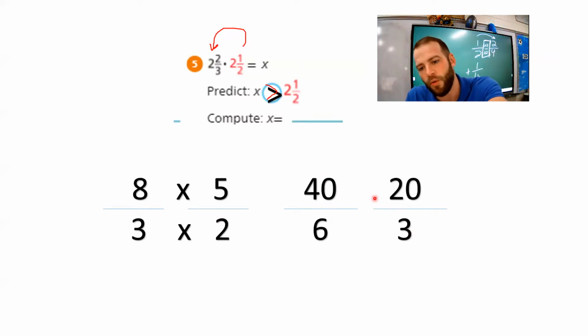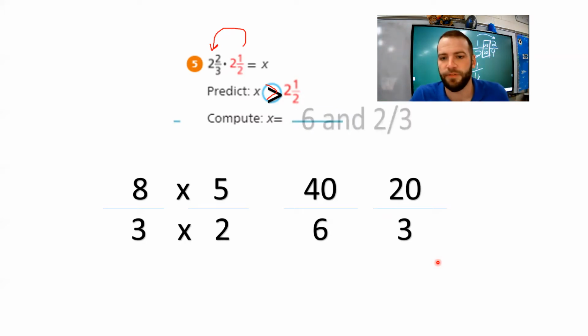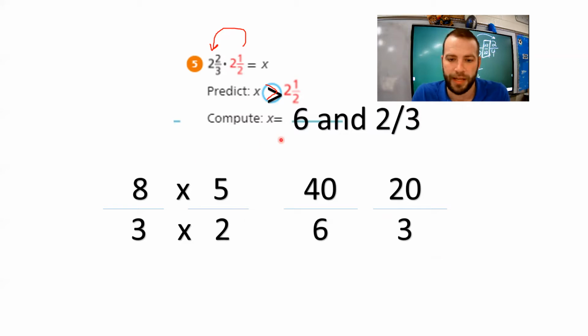Or you could take it out right here, right? 3, 6, 9, 12, 15, 18. You could pull out 6 whole groups. And then what's left over? 2, right? Because 18, 19, 20. So it's 6 and 2/3. Or right here, it would be 6 and 4/6, which then simplifies to 6 and 2/3 as well.